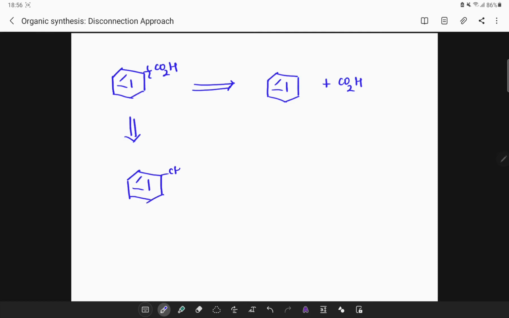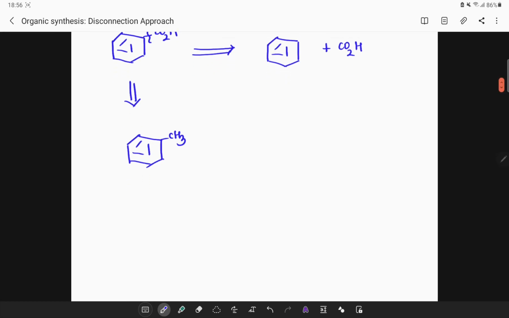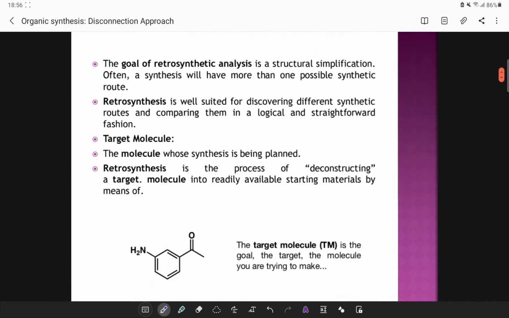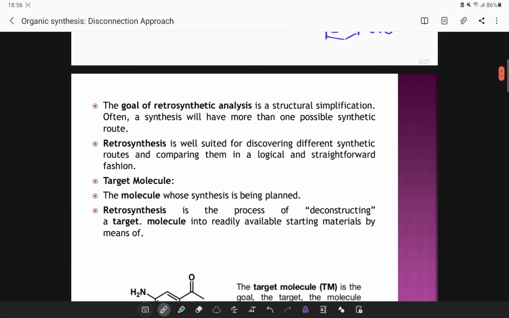So rather, a more simplified method would be to simplify it by getting a toluene system. Instead of a benzene system, I can now design my starting material as toluene. This toluene, upon oxidation, I can make use of KMnO4, I can make use of chromium trioxide, and then my toluene can be converted to benzoic acid. So this is how I can design my synthesis based on a starting material. So this is the more structural simplification. Instead of just making use of benzene, I could make use of toluene.